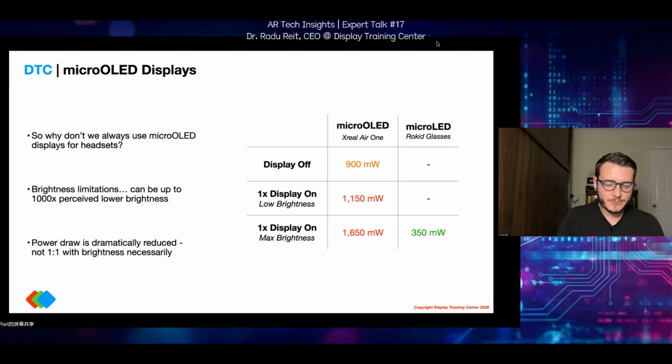Yeah, Rokid has a really interesting structure. We could talk about it later, but essentially this 350 milliwatts is for both eyes. And we can get to that later.